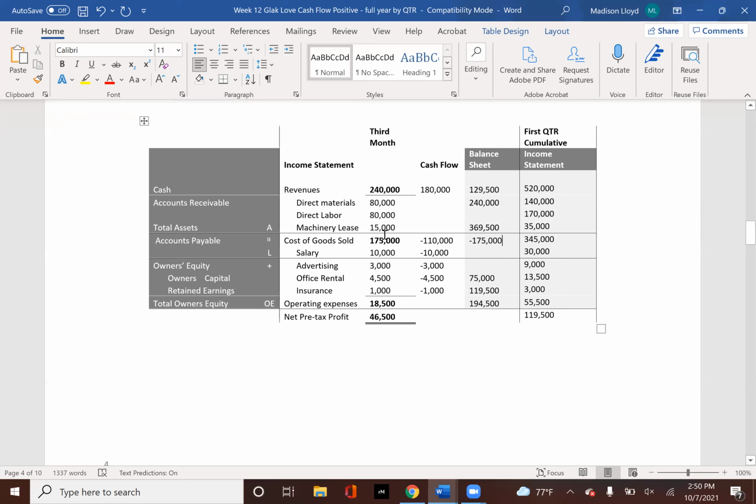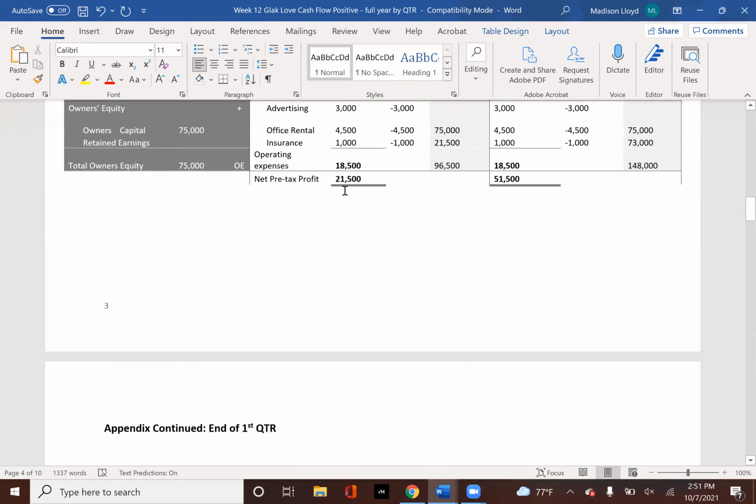$175,000. So that's your cost of goods sold that you don't have to pay until the fourth month, but you just recorded it in your balance sheet, because you have to pay that. All right, we move down to our owner's capital, always $75,000. Our retained earnings, all of the earnings that we've retained.